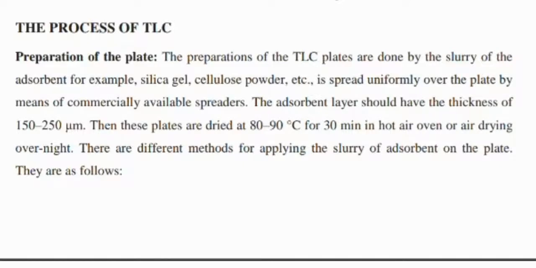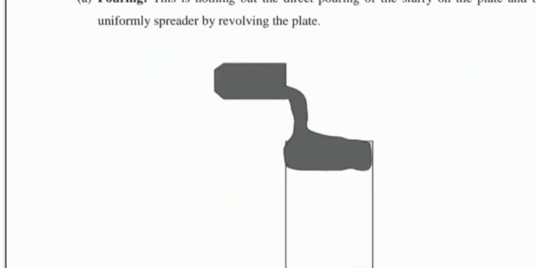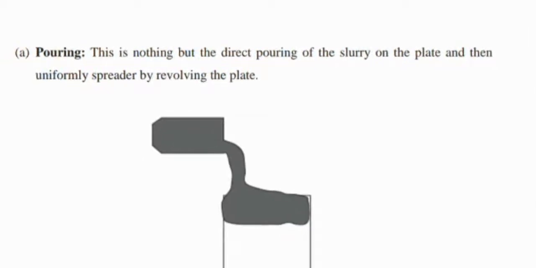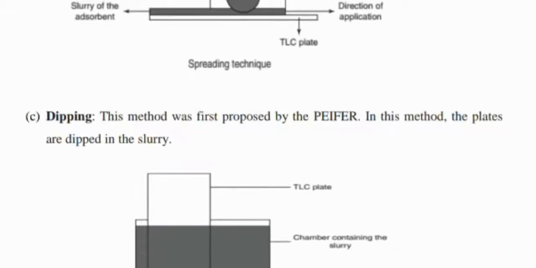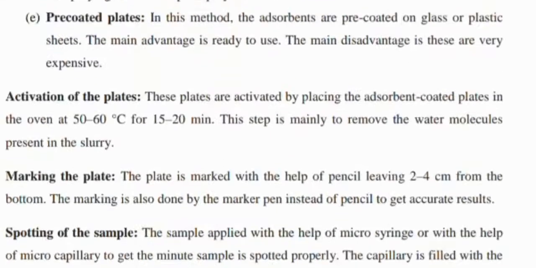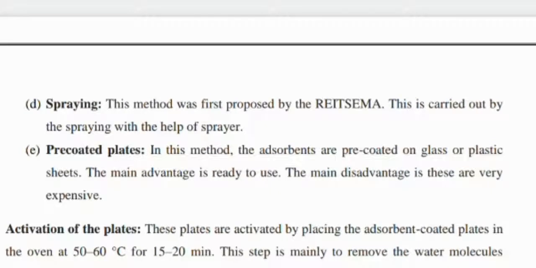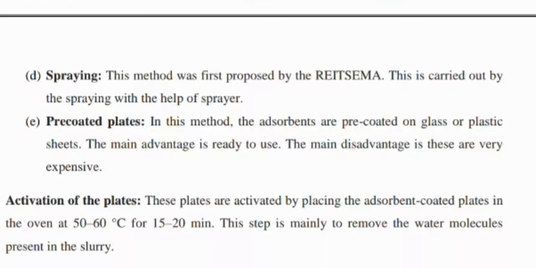And there are different methods for applying the slurry adsorbent on the plates, which include pouring. This is nothing but the direct pouring of the slurry on the plate. Spreading: in this, the slurry is applied with the help of an applicator and then moved over the plate and spread uniformly. Dipping: this method was first proposed by Pfeiffer, and in this method plates are dipped in the slurry. Further we have spraying. This method was first proposed by Reitsema. This is carried out by spraying with the help of a sprayer. And the last one is pre-coated plates. In this method adsorbents are pre-coated on glass or plastic sheets.